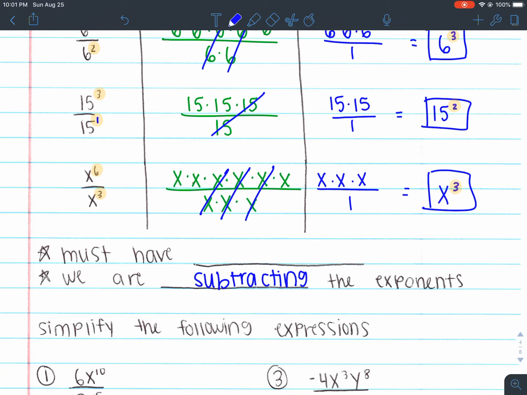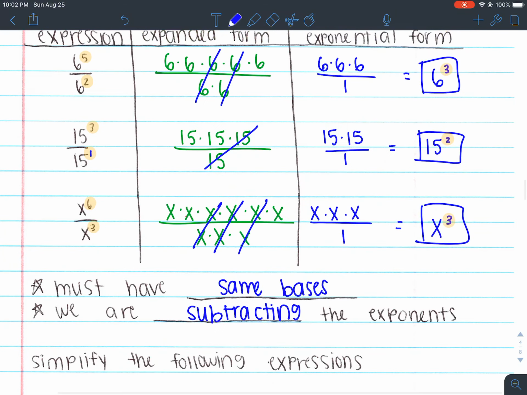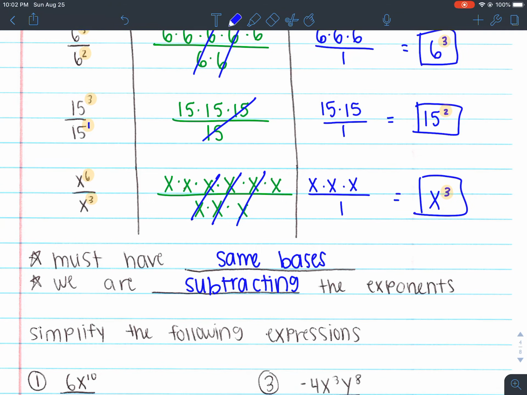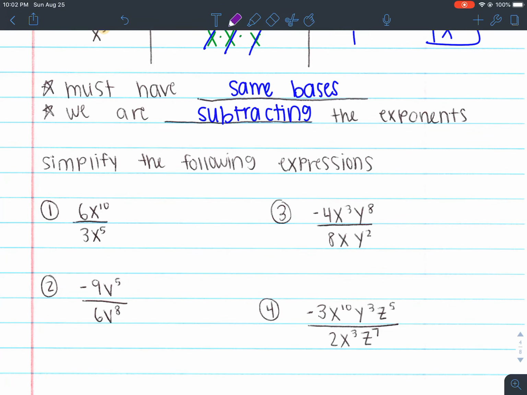I skipped a star here. The first star is that we must have the same bases. So in order for us to actually divide and simplify our exponents, our bases have to be the same. So what we're really doing here is subtracting. And again, I'm going to go over the law at the very end, because it makes things a little bit simpler when I do that. So I'm not going to go over it currently.